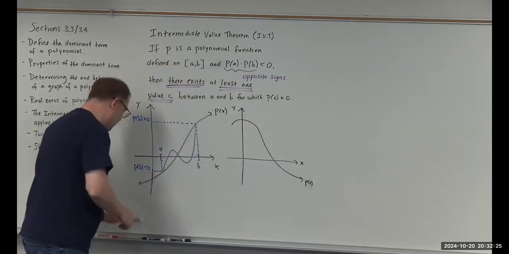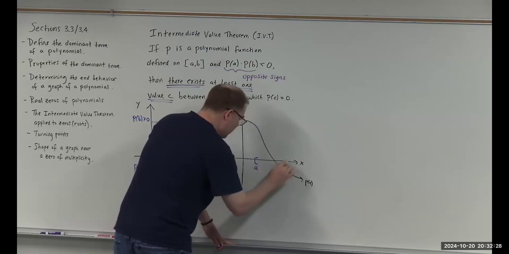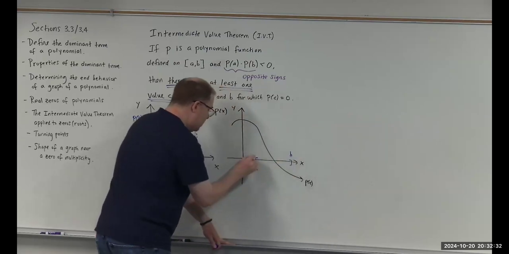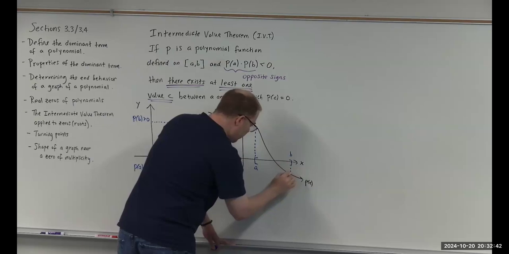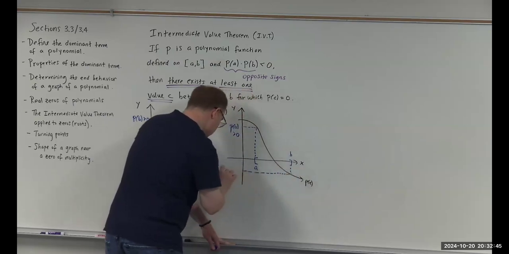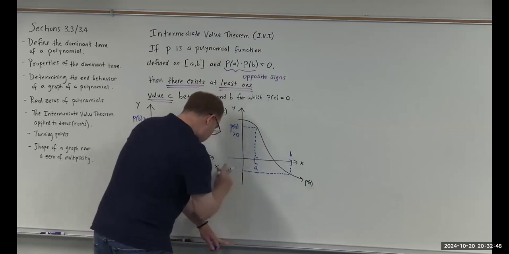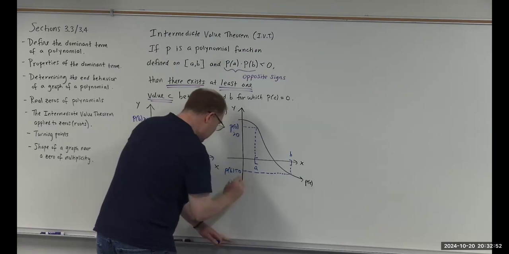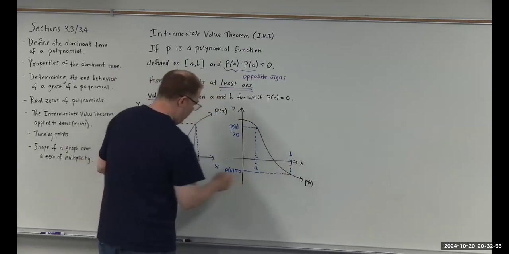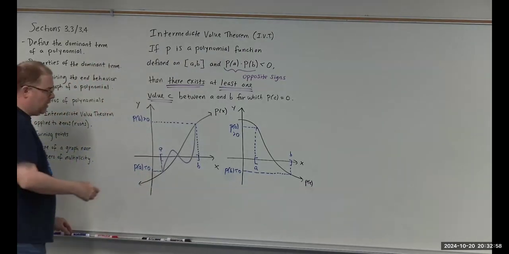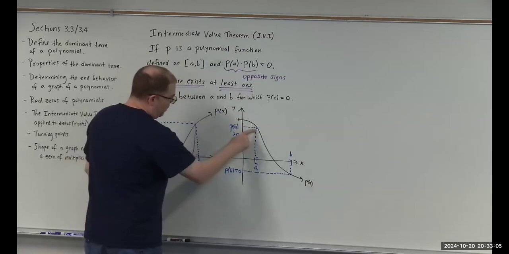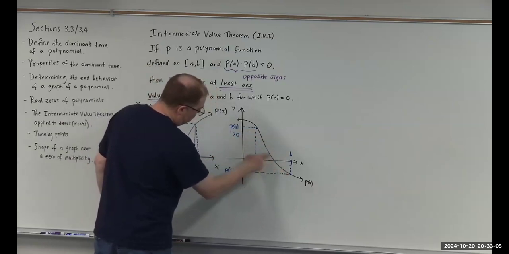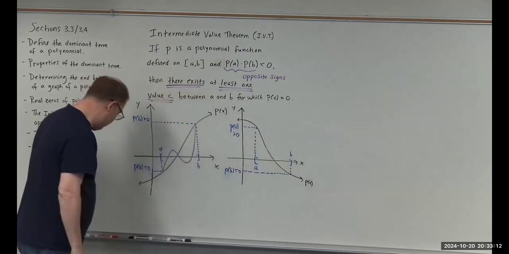Let's say our graph does this, and again, we have to be given our interval. This time P of A is up here, bigger than zero, and down here we have P of B. It's less than zero. So either way, if it's starting up here and working its way down here, it has to cross the x-axis somewhere between A and B.